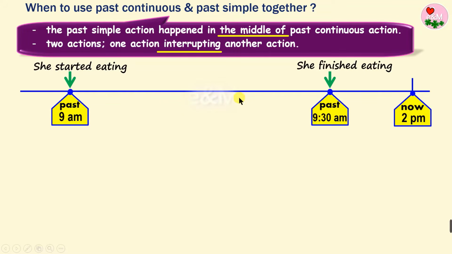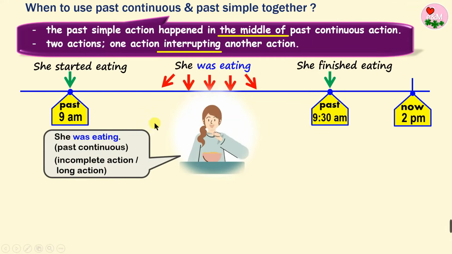But if you want to talk about this period from 9 a.m. to 9:30 a.m., then you would say she was eating from 9 a.m. to 9:30 a.m. And this is the past continuous, alright? Remember, we use past continuous to describe an action that was in progress, that was still going on during a period in the past. The action had already started before this time, but had not finished. An incomplete action or long action.